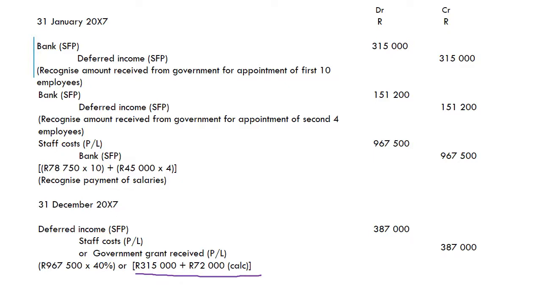Okay, so now on our methods of presentation. We debit our deferred income, then we can either decide to create a separate credit in profit and loss, which is a separate income in profit and loss, or we debit our deferred income and credit the expense and thereby decrease the expense. So here are 2 methods that you need to know for tests.